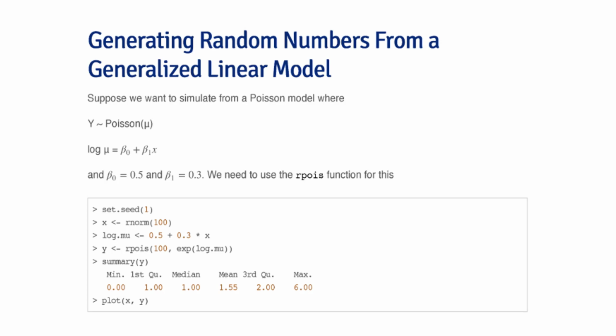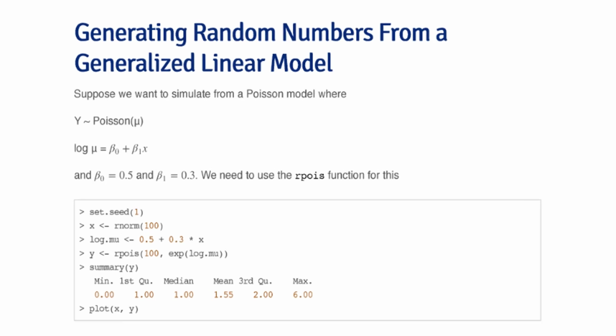So that's the log of our linear predictor. But in order to get the mean for our Poisson random variable, we need to exponentiate that. So we simulate 100 of these Poisson random variables using the rpois function, and we give it the exponential of our log mean. When we summarize this, you will see that the mean is about 1.5 and our range is between 0 and 6.